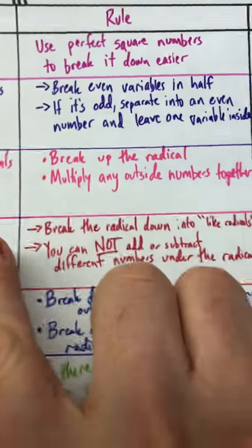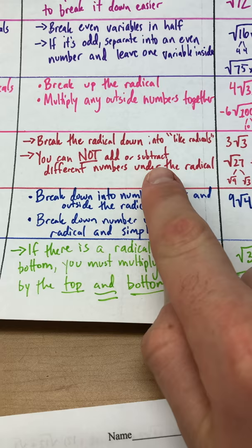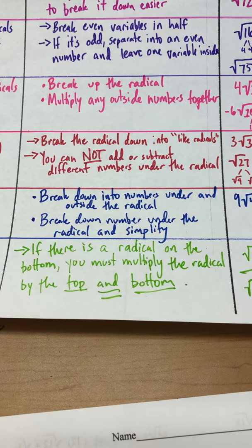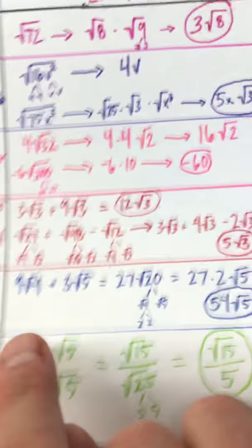Okay, let's take a look first at our rules. For adding and subtracting radicals, you're gonna need to break the radical down into like radicals, okay? That means they have to be the same, and you cannot add or subtract different numbers under the radicals, the ones inside the house or inside jail or whatever you wanna call it.